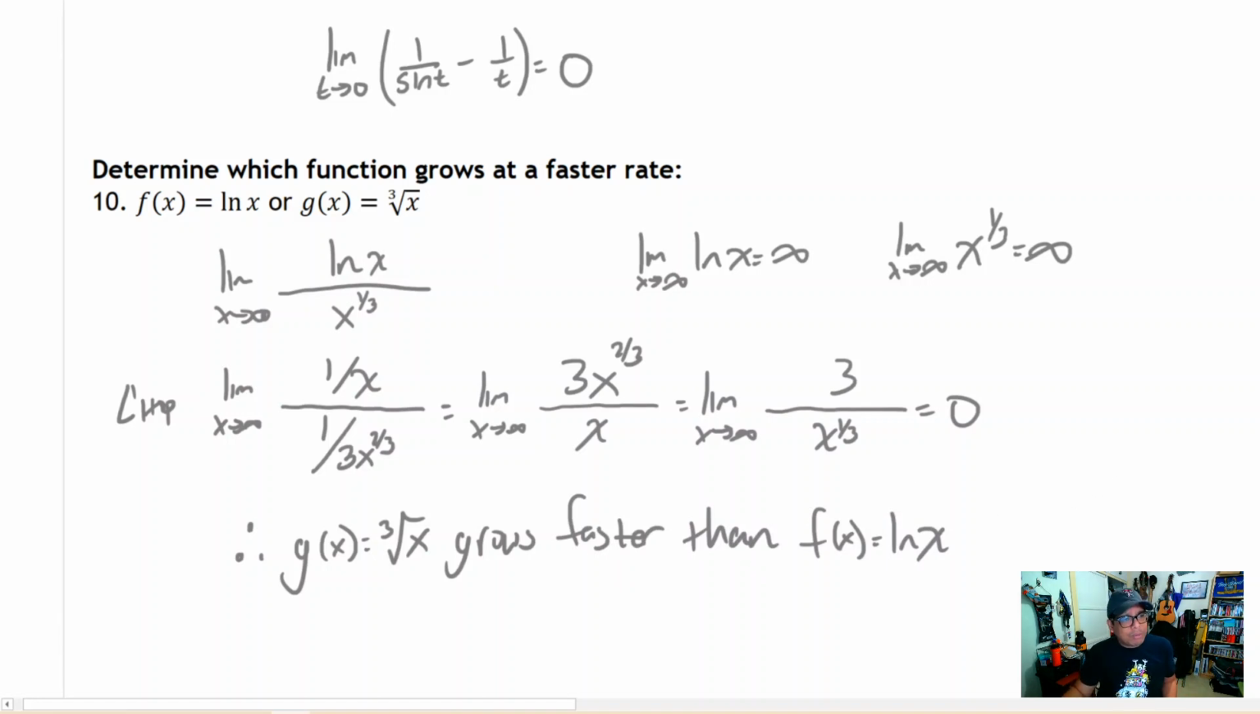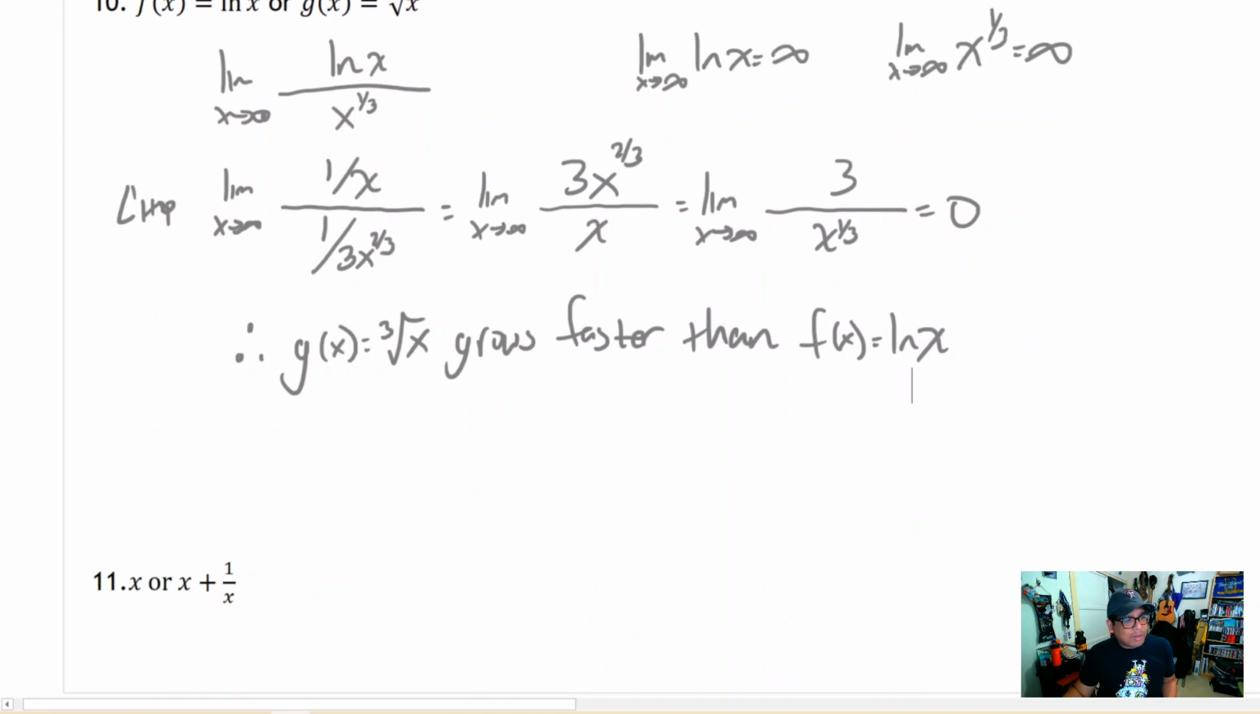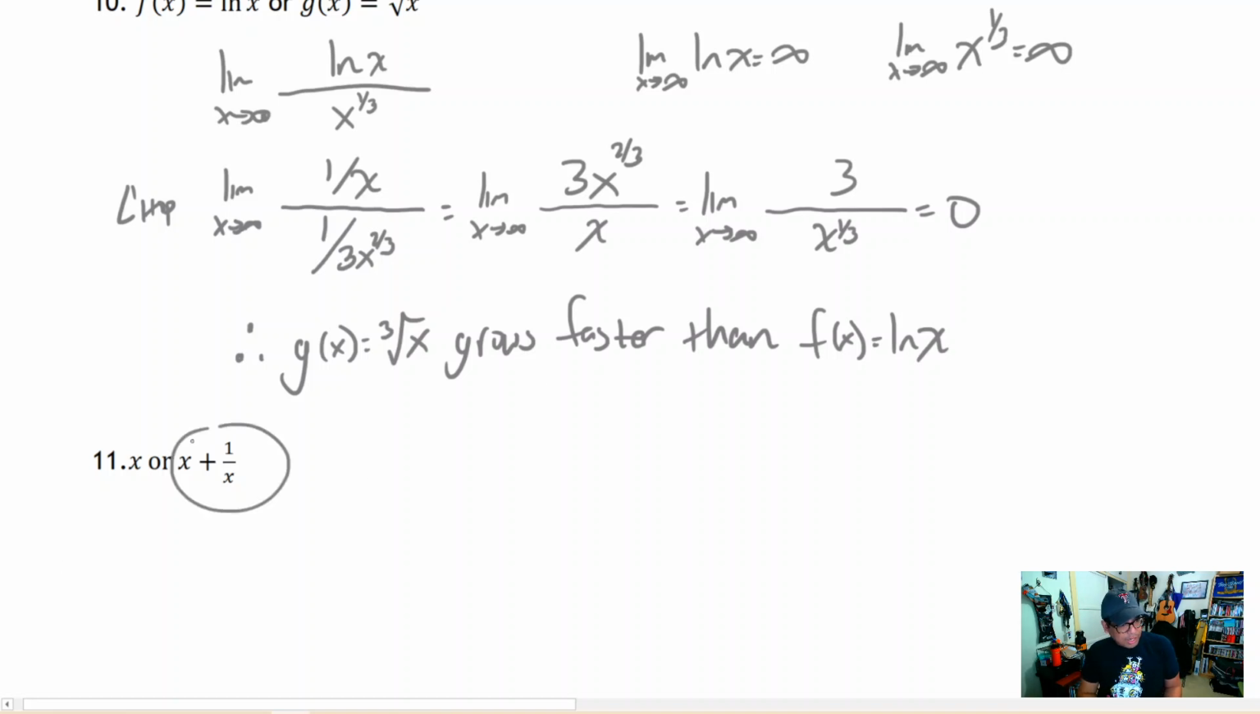We're going to do the same process, but now with question 11, we've got x and x plus 1 over x. And let's talk about this one because it looks as though this second function has a little something extra added to it. Otherwise, these two functions are exactly the same. So it seems as though the x plus 1 over x should grow faster. And let's check that with a limit.